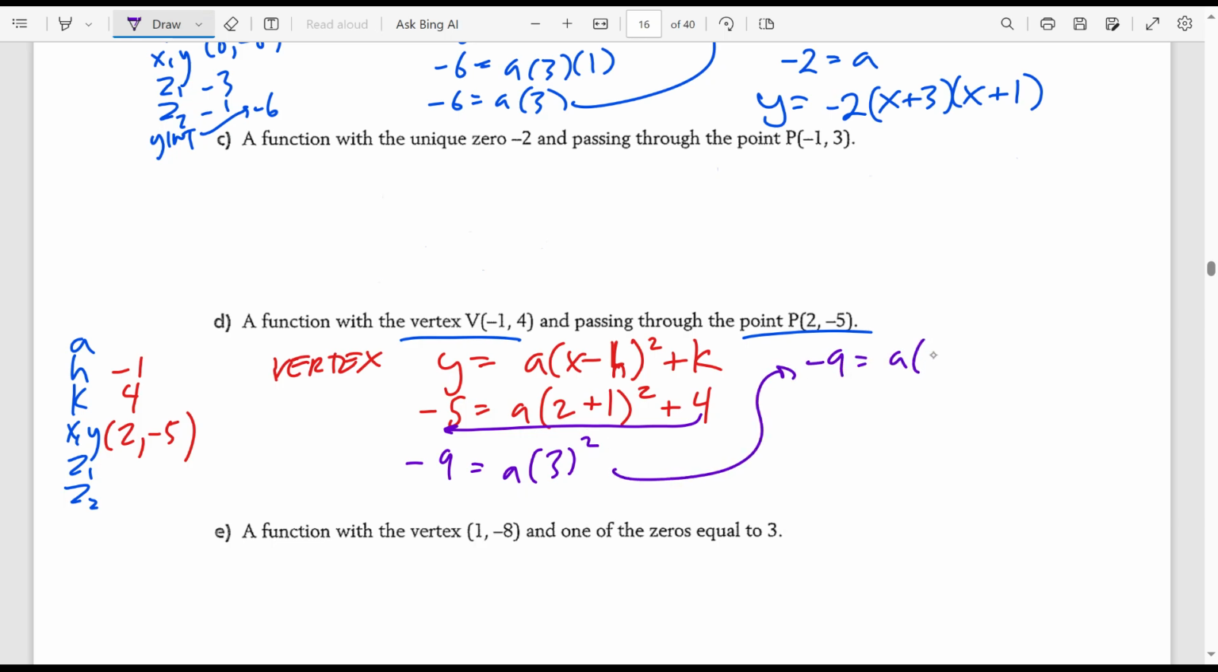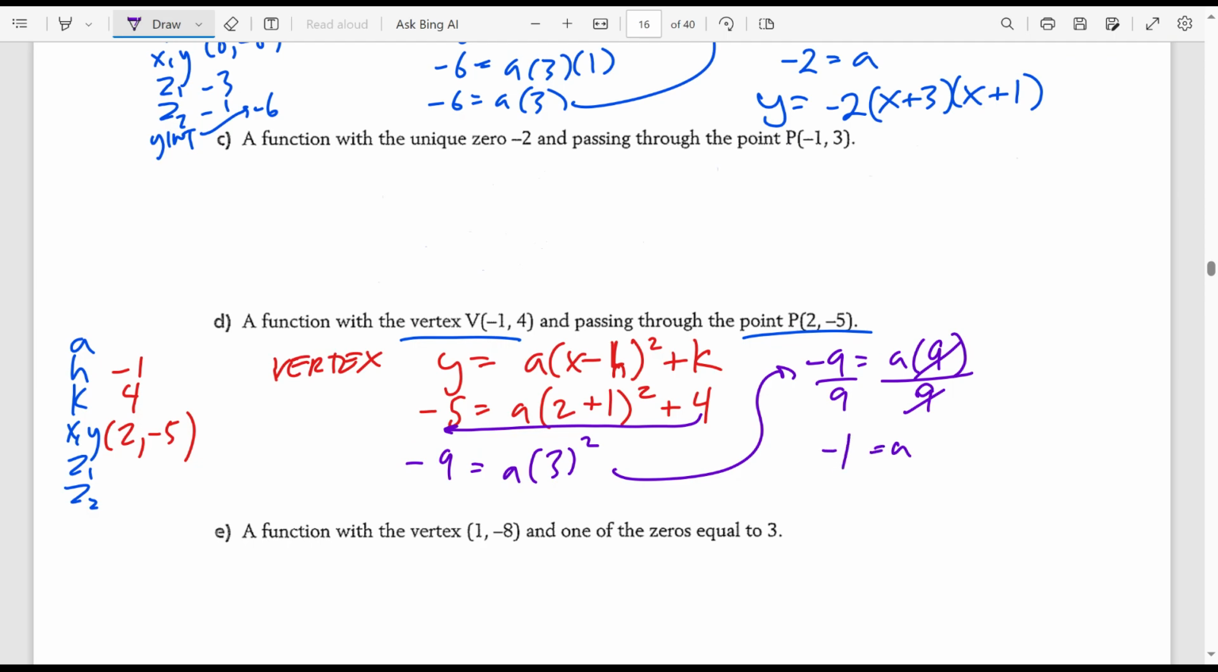-9 is equal to a times 9. I apologize that my a's and 9's look the same, because that looks like either -a is equal to a times a. To clarify, that's -9 is equal to a times 9. Yeah, that's what that's saying. So we'll divide by 9 on both sides, and a will be equal to -1.